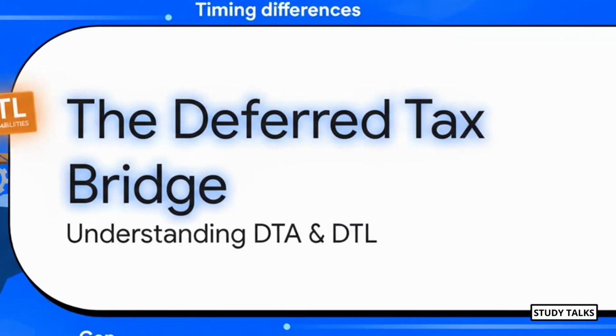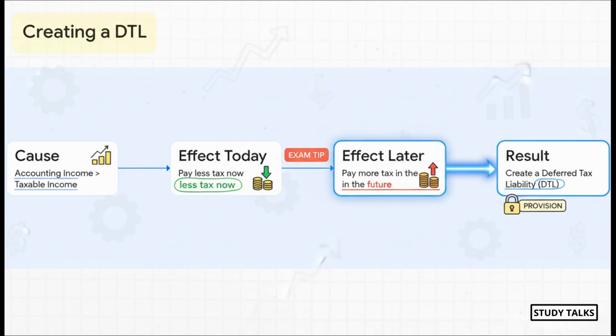Okay, so we know that timing differences are the gap. So how do we actually build the bridge? Well, we've got two special tools in our accounting toolkit, a deferred tax asset, or DTA, and a deferred tax liability, or DTL.